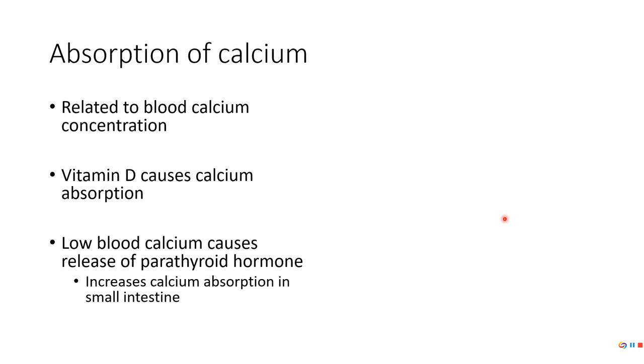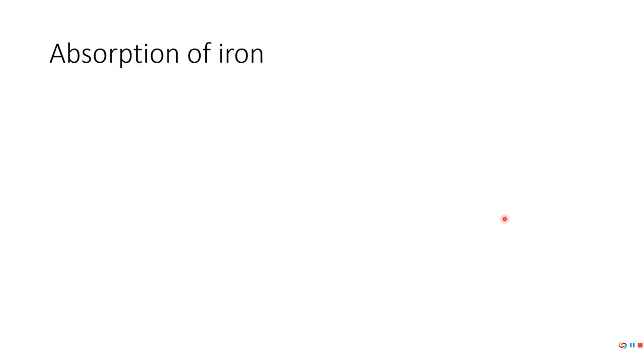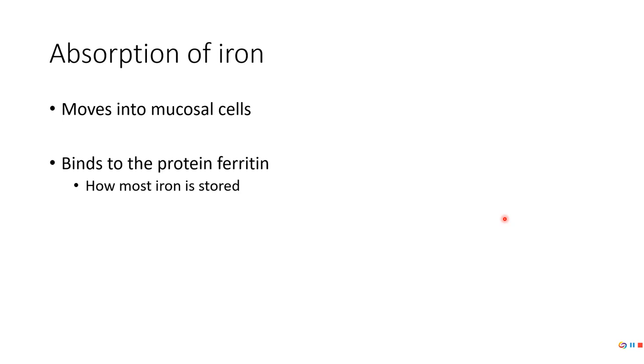I think this is the last one. Finally, we have iron. So iron moves into what we call mucosal cells. And what it does is it binds to a protein called ferritin. And this is where we store most of our iron.